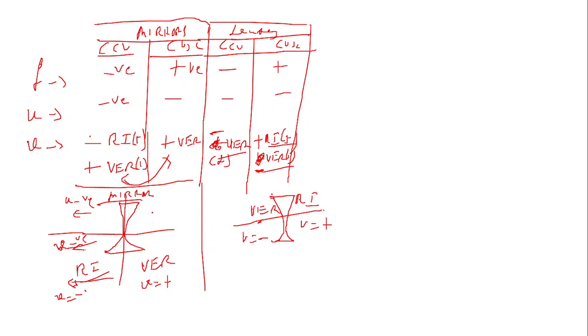In mirrors, virtual and direct is positive and real and inverted is negative. But in lenses, virtual and erect means negative, and real and inverted means positive. This is the only change between the sign convention of lenses and mirrors.